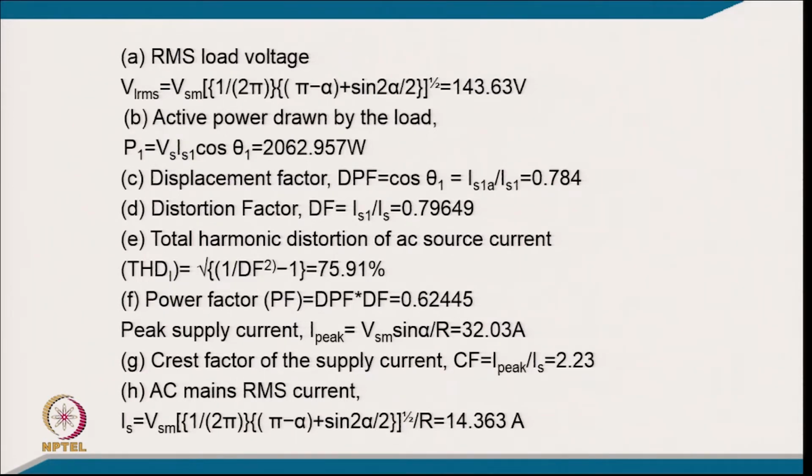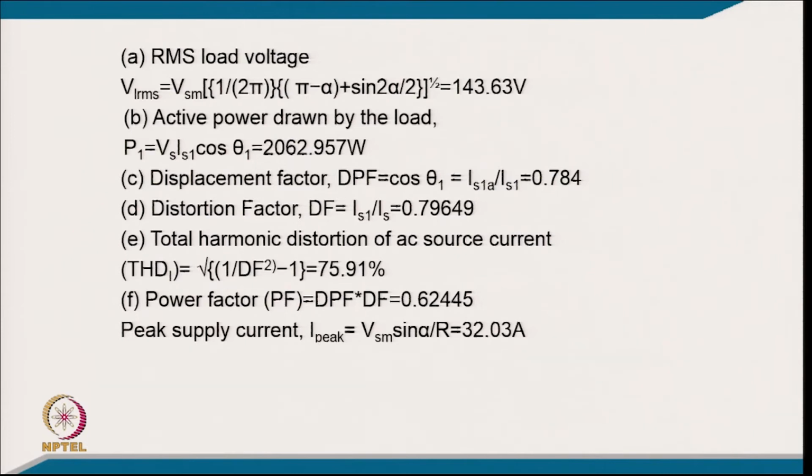The peak current will be Vsm sin alpha divided by R. So, that is where it is starting, and that will be the maximum value divided by R. So, it is 32.03 ampere, because it is after 90 degree. The crest factor of the supply current will be I peak upon Is, and the AC mains RMS current, if you put the value, is 14.363 ampere.